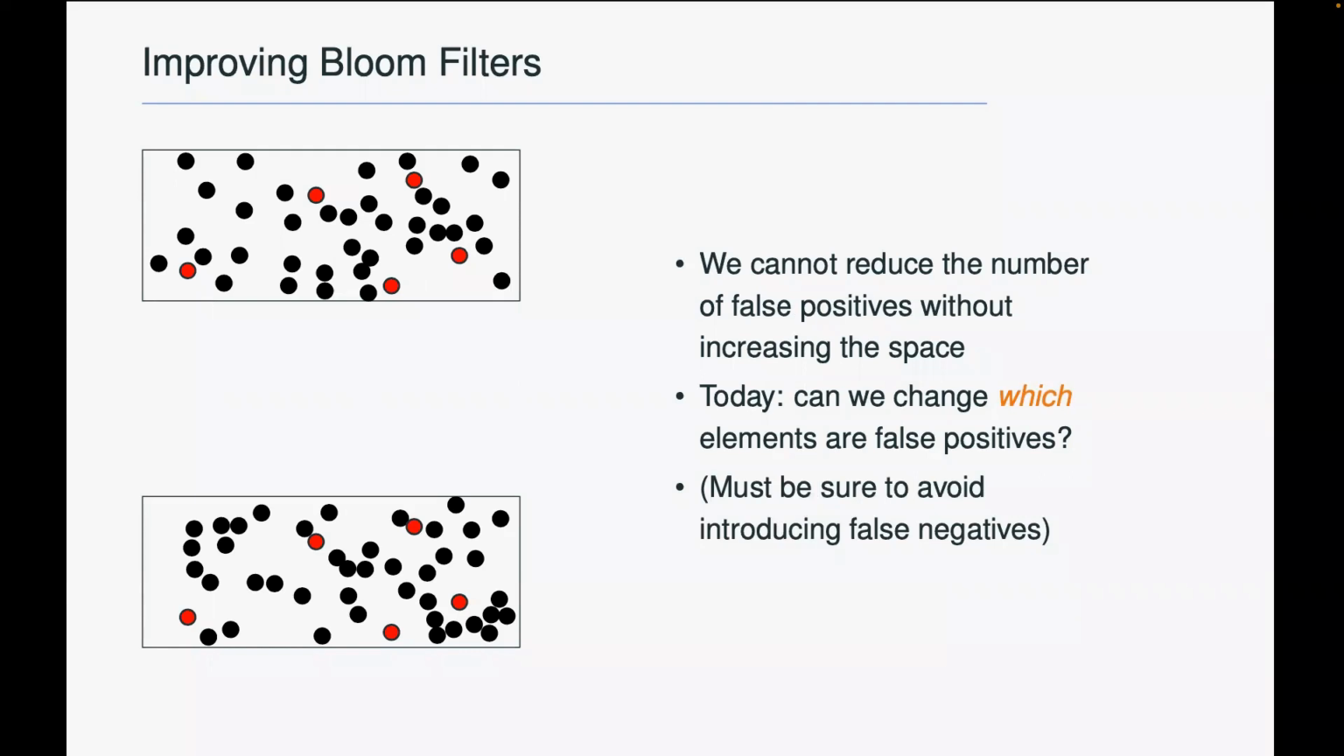So let's say that the red elements are the elements in my set S. As I'm changing my memory representation, I need to make sure that the elements in my set stay as elements that I say yes to. So as I'm moving around false positives, I need to be very careful to not introduce false negatives. So that leads me to this concept of adaptivity.